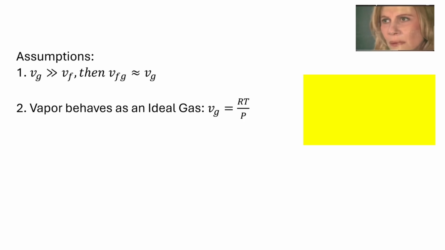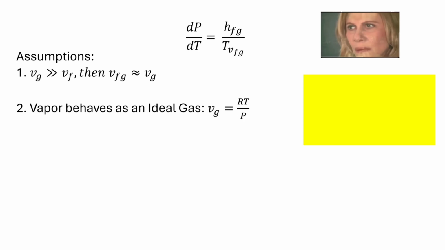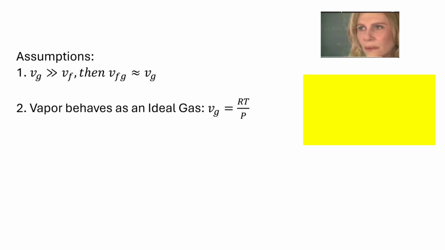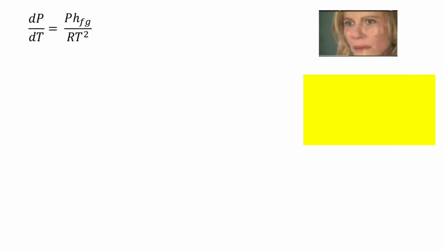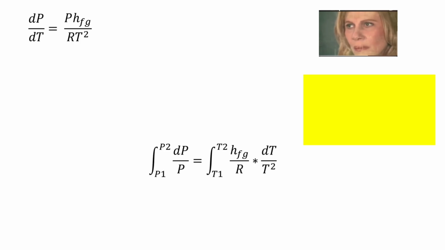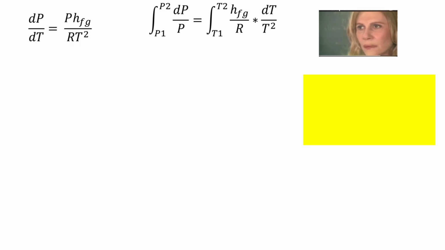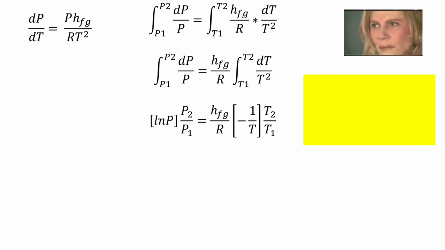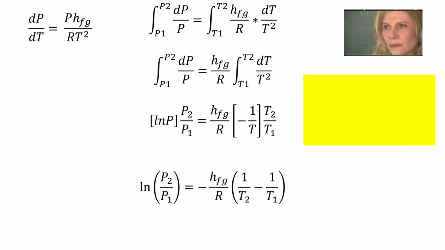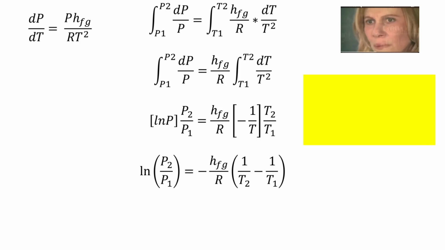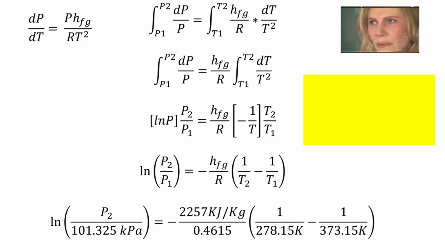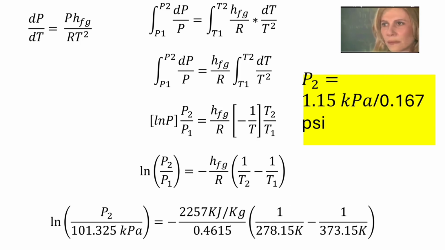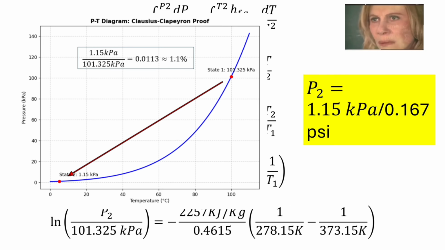To find the internal pressure, we start by deriving the Clapeyron equation. We start by assuming the liquid volume is negligible due to the vapor being much larger than the liquid and assuming the vapor behaves as an ideal gas at these low pressures. Assuming the latent heat of vaporization, or HFG, and the specific gas constant remain constant over this temperature range, we can pull them out of the integral. By integrating from T1 373.15 K to T2 278.15 K, we find that the internal pressure P2 drops to 1.15 kilopascals. That is 1.1% of atmospheric pressure.